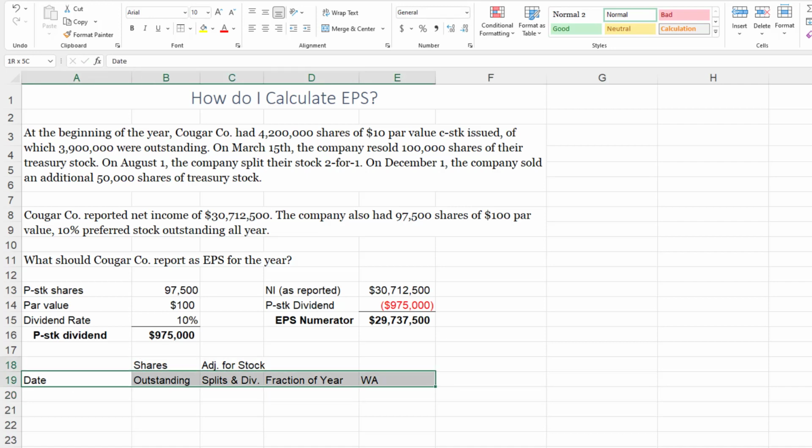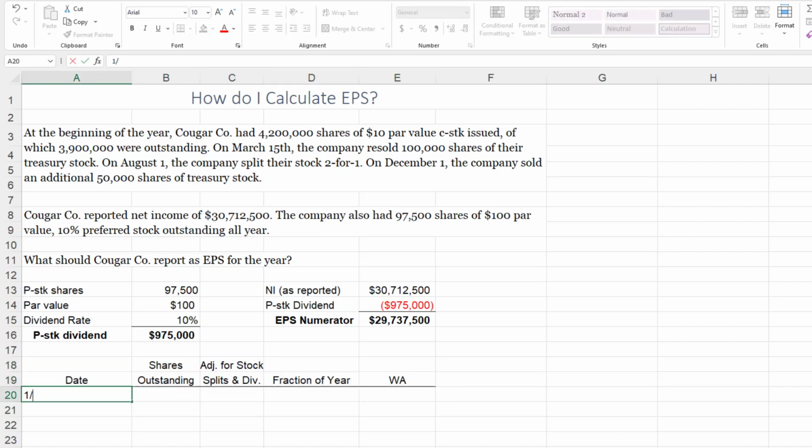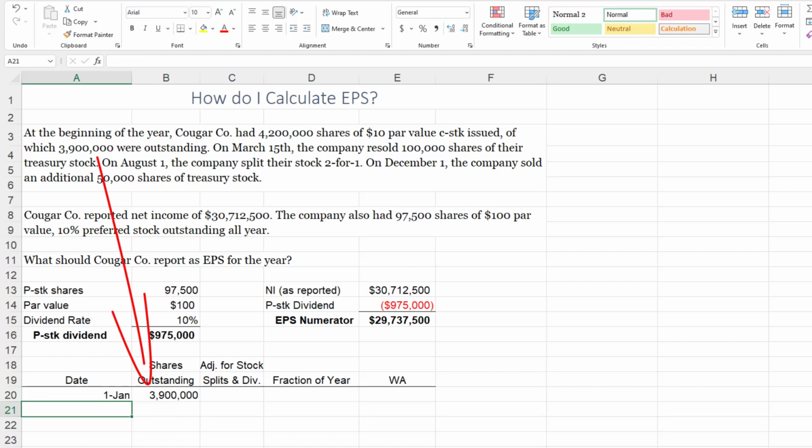So let's format this a little bit. Let's start with the beginning of the year. So this is 1/1. We had 3.9 million shares outstanding. And then we go to the next date where the number of shares change, and that was March 15th. And on March 15th, we resold 100,000 shares of treasury stock, which means that if I sell them, they're back out with new stockholders.